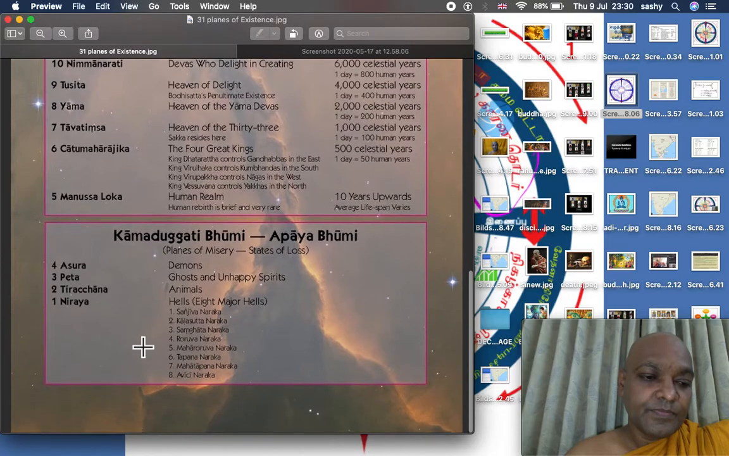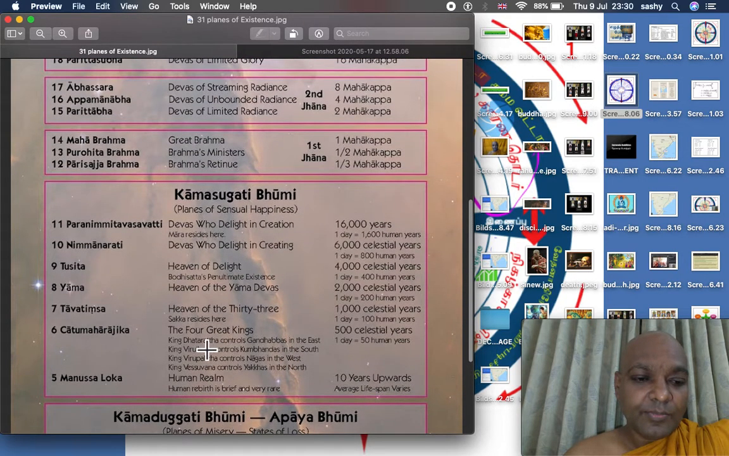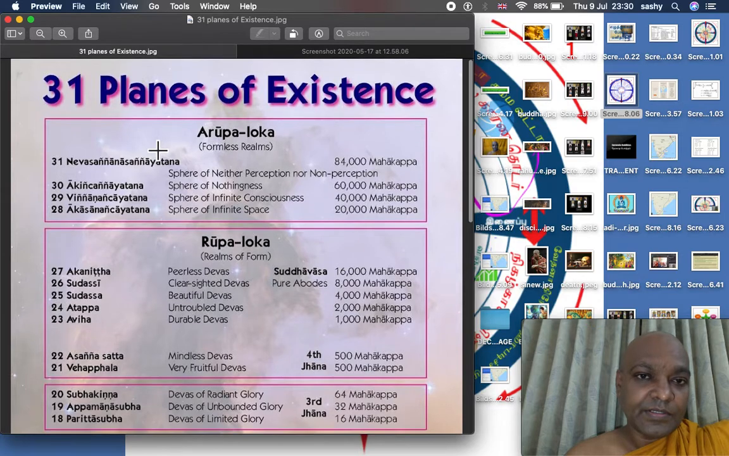So from 1 to 4, as you can see, generally the population is very high down here. As you go up, the population decreases.